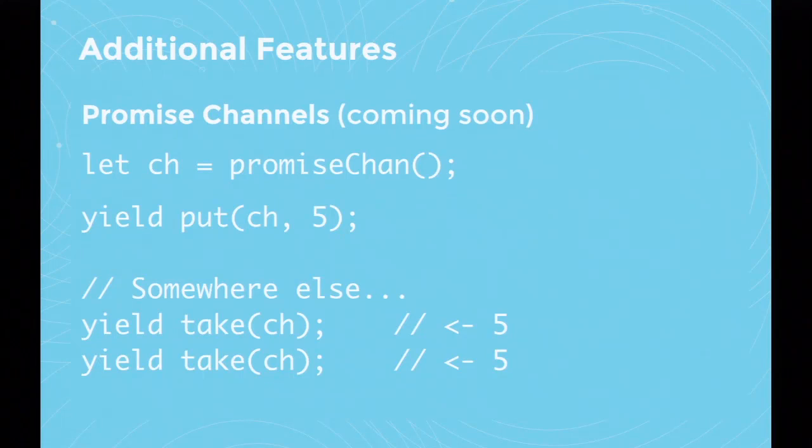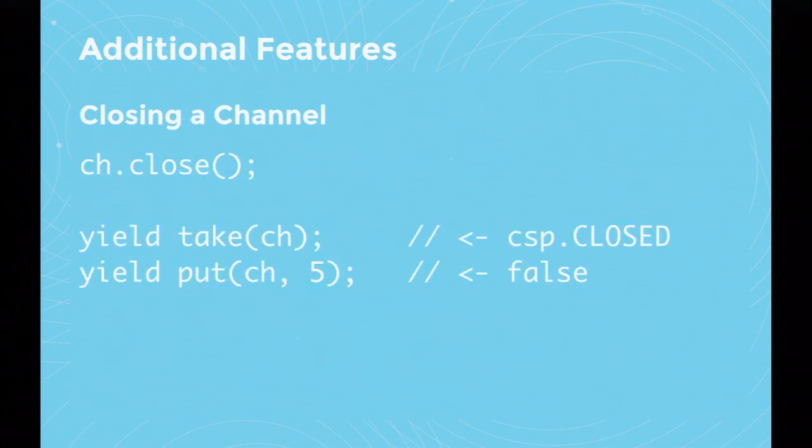OK, so there's a few more features that I don't really have time to go into. There's promise channels, which are coming soon. This is something that Clojure has recently implemented, so we're just going to copy them again. A promise channel is basically the same thing, except you can only put one value on, and you can take as many times as you want, and you'll get that value back. Normally, when you take the second time, there's not a value available, right? So it would block. But promise channels will return the same value for as many takes as you do.